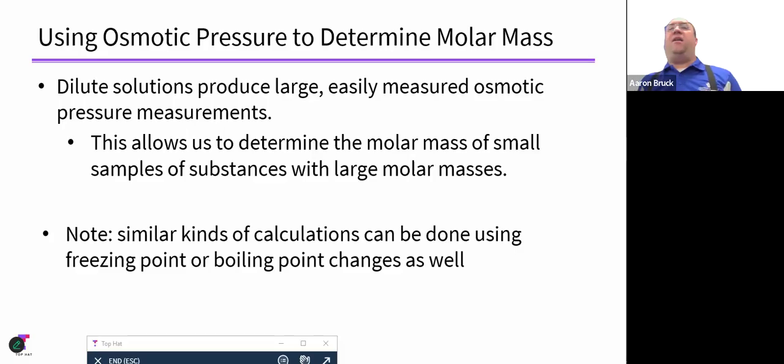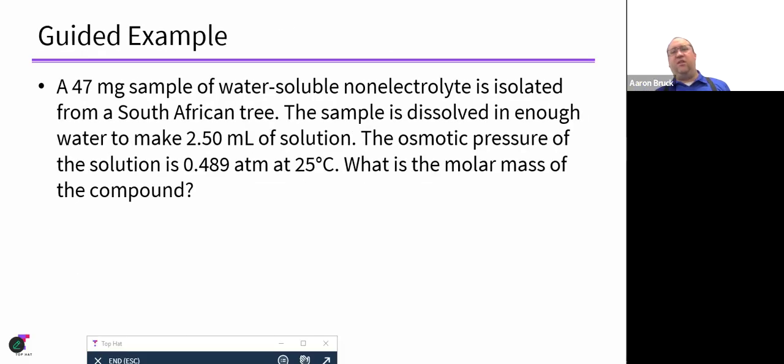Now we can do this same kind of calculation with freezing point and boiling point changes as well. In lab yesterday, you did this with freezing point, where you used freezing point data to work your way backwards from molality to molar mass. But we're going to focus on osmotic pressure because it's probably even more common to do this, just because all you need to do is have a small amount of sample, dissolve it in water, measure its osmotic pressure, and you can work your way backwards to figure out what the molar mass of that substance is. So let's take a look at an example.